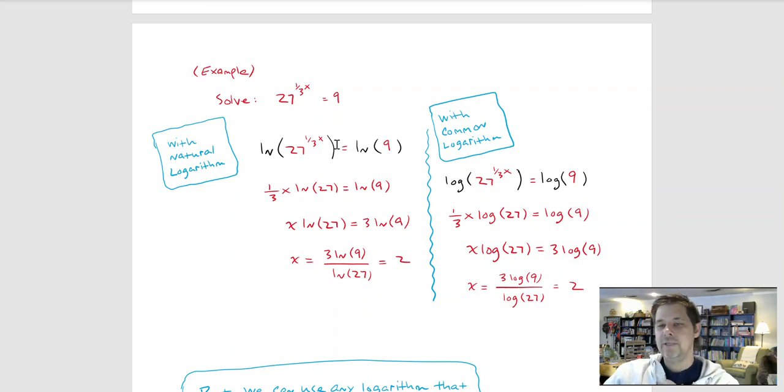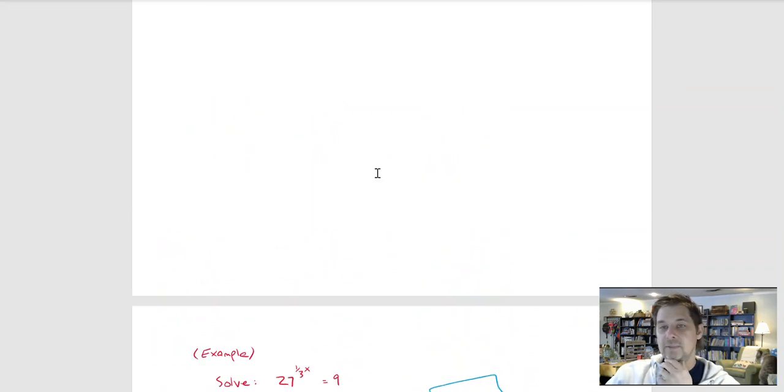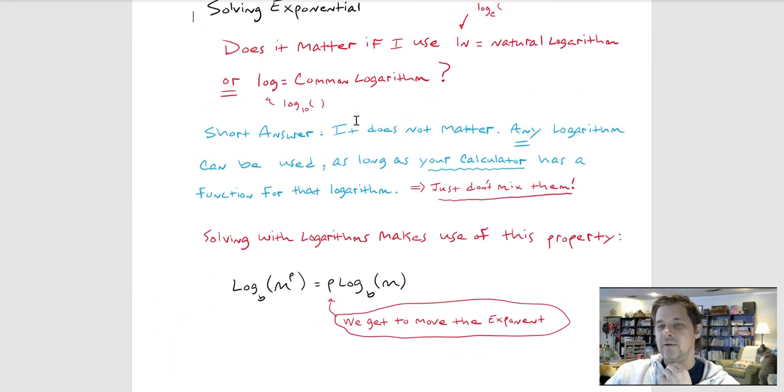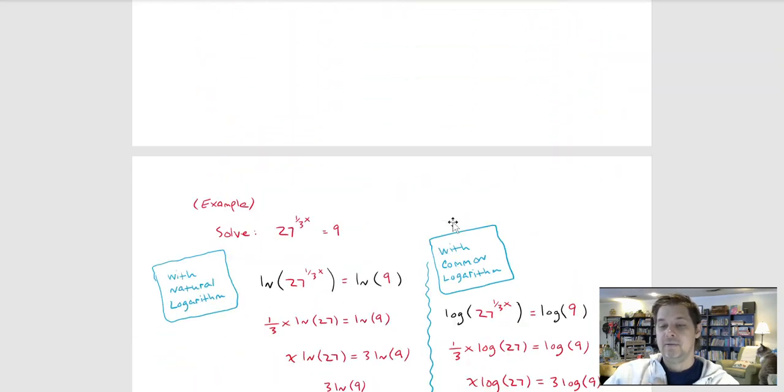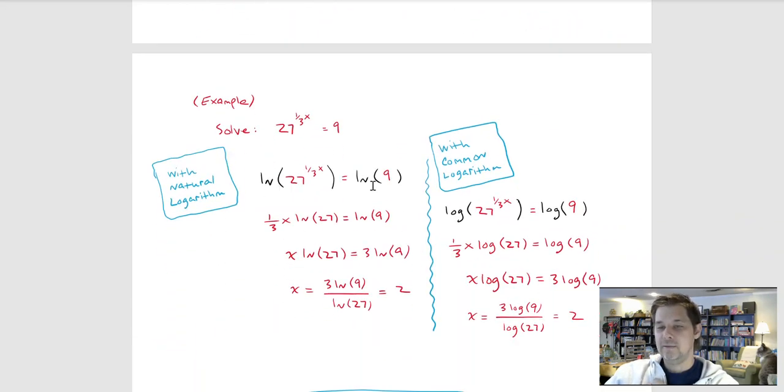Well, an equation is like a balanced scale, and you can do something to one side as long as you do the same thing to the other side. So if I want to take the logarithm of one side, I have to take the logarithm of the other side. Now we'll keep it balanced if you do the same thing to each side. That's also why you can use any logarithm you want to solve these equations. Just don't mix them up, because if you used one on one side and then a different one on the other side, then you would unbalance the scale.